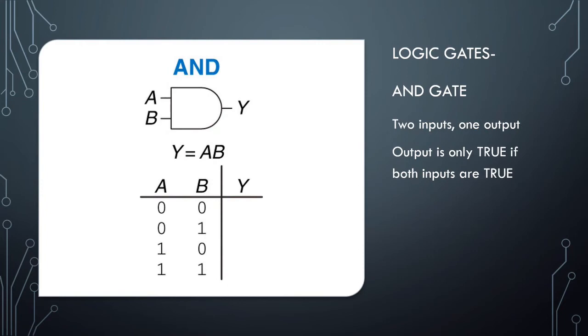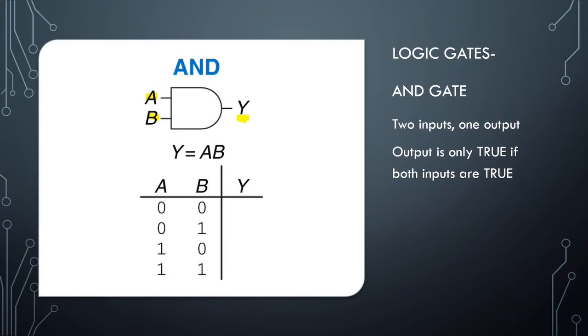Next, we have an AND gate. An AND gate actually has 2 inputs. Our other gates only had 1 input. An AND gate has 2 inputs, so we represent those with an A and a B, and our output is still Y. And here, our output is only true or equal to 1 if both inputs are true or equal to 1. So when we're using gates, sometimes we'll use the terminology true and false, and that simply means true is equal to a value of 1 and false is equal to a value of 0.